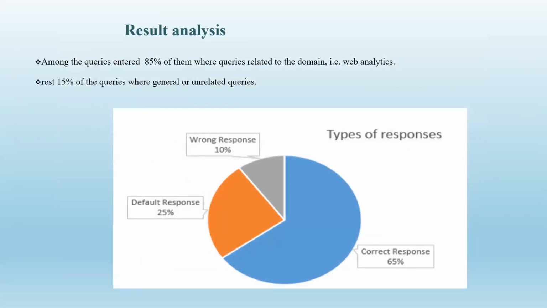Next, coming to the result analysis. Among the queries entered, 85% of the queries are related to the domain, that is web analytics, and the remaining 15% of queries come under the general or unrelated queries, which is represented in the form of a graph.